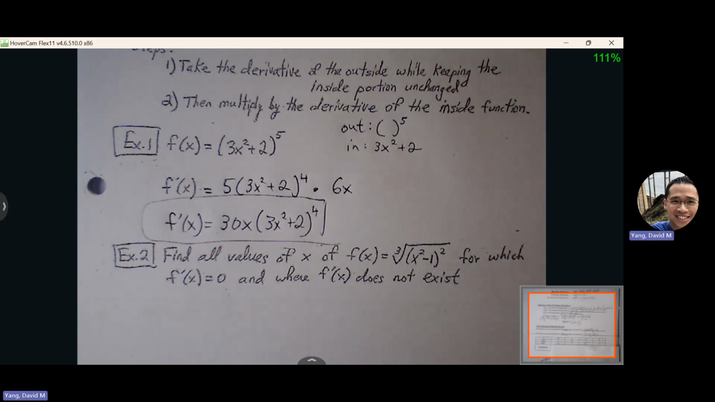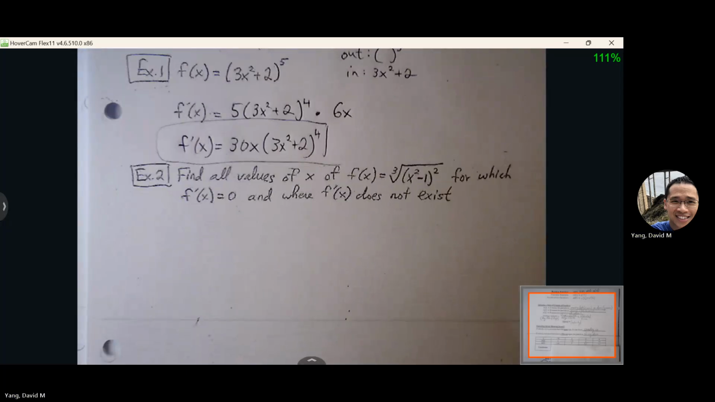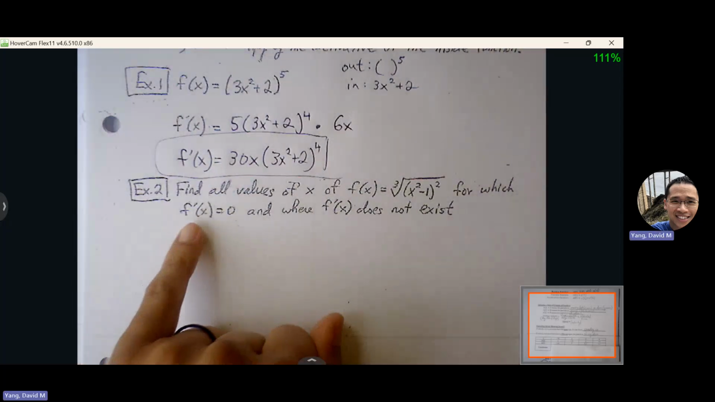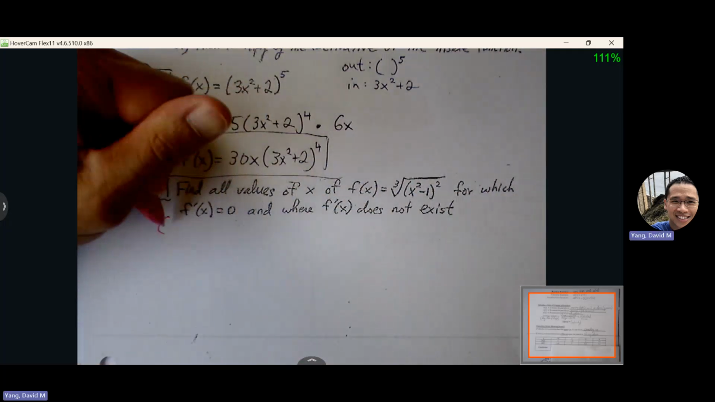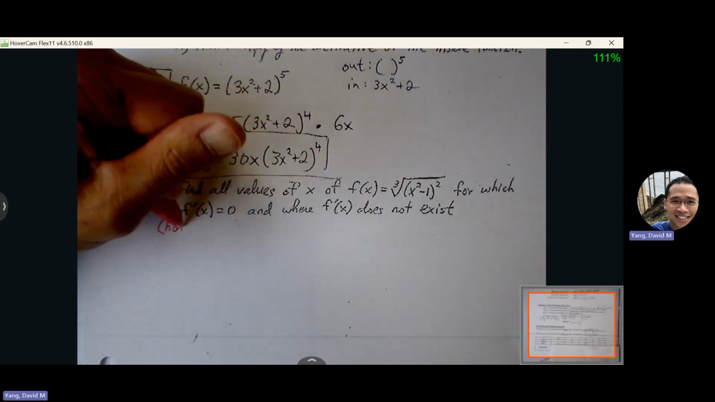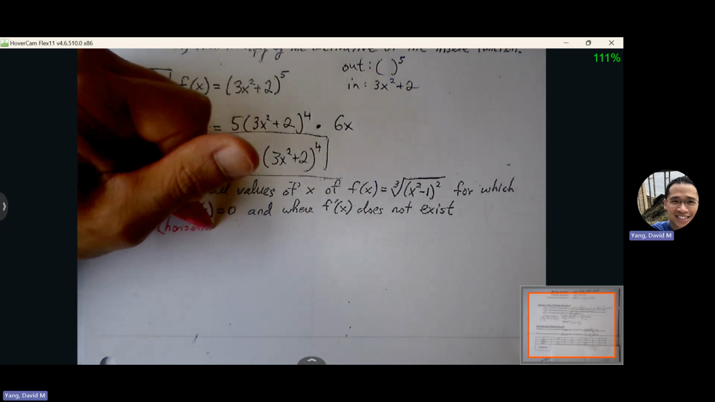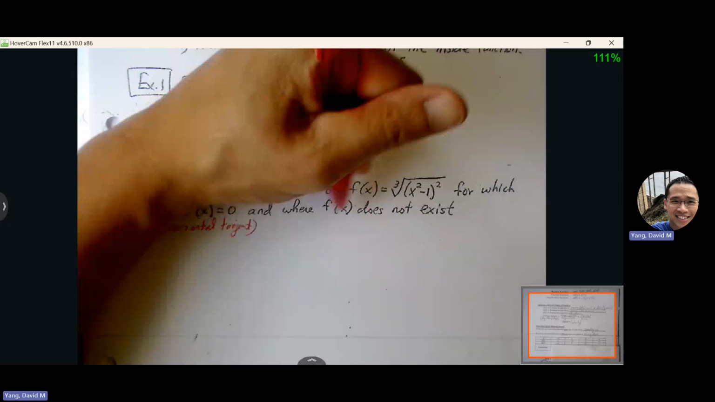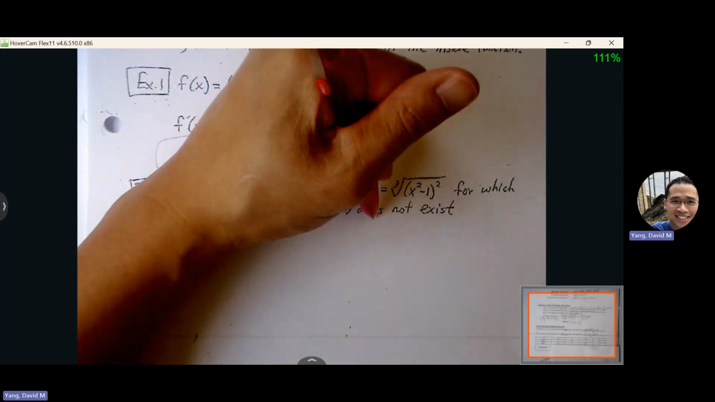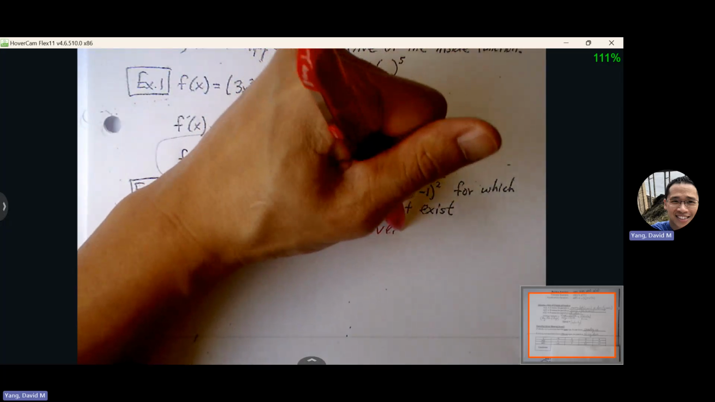Number 2, find all the values of x for which the function, where f prime is equal to 0 and where f prime does not exist. So f prime equal to 0, another way to think of this is this is a horizontal tangent, versus where f prime does not exist. So this is a vertical tangent.